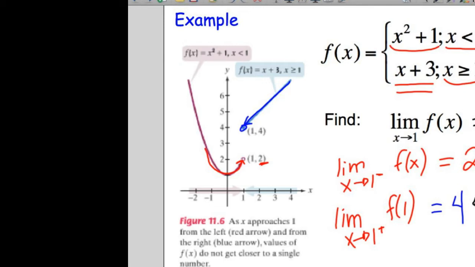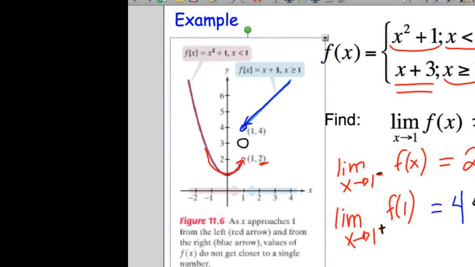We can't describe what's happening to the limit as we approach 1 because it's different from either direction. We aren't going to average these two and say 3. We're not going to say it's 2 or 4. We're going to say it doesn't exist because they're simply asking what happens as x approaches 1, and we can't describe it. Okay? We can describe the two limits when we're approaching from the left or the right, but we cannot describe the limit as we approach 1 in general.